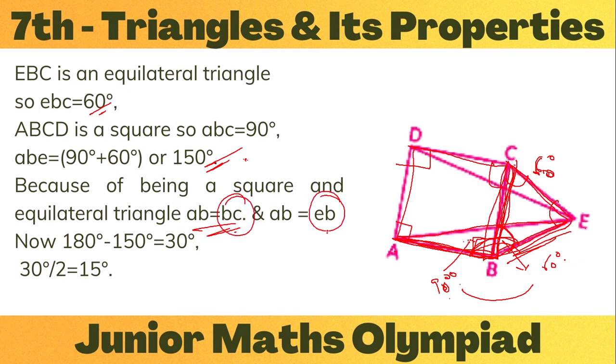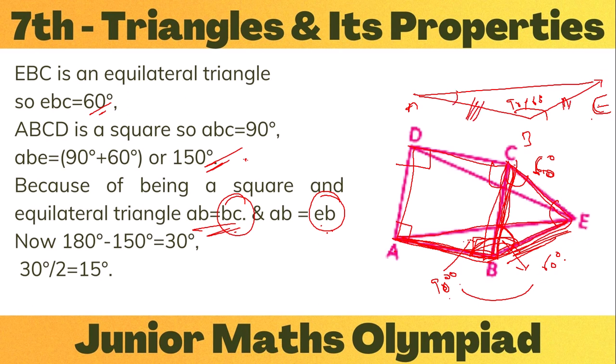We are replacing the side. So what we will get? AB equal to EB. So in triangle ABE, this angle we got 90 plus 60, which is 150, and this AB equal to AE. This conclusion also we have got. So if two sides are equal, their opposite angles also will be equal.